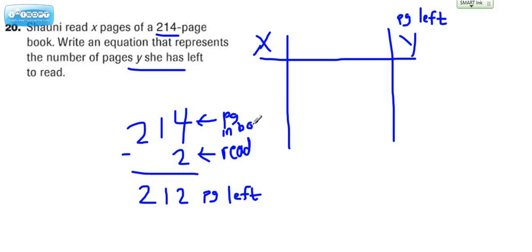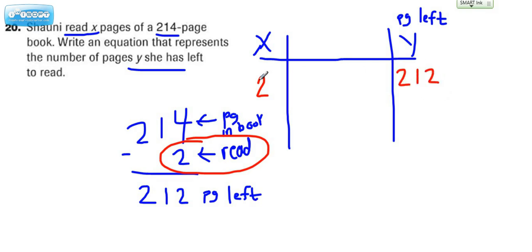Now, if we take what we have here and work it into our t-table, that's probably going to help us to write an equation because we do have to use X as our pages that were read, right? So that's this, right? Pages read is supposed to be the X. So if we think about the number 2 as our representation of pages read in our hypothetical example, and we know that we would get 212, what would we have? How do we go from here to here? And we have to work in this number. Well, wouldn't we be taking the 214 and subtracting the 2 to get the 212, right?